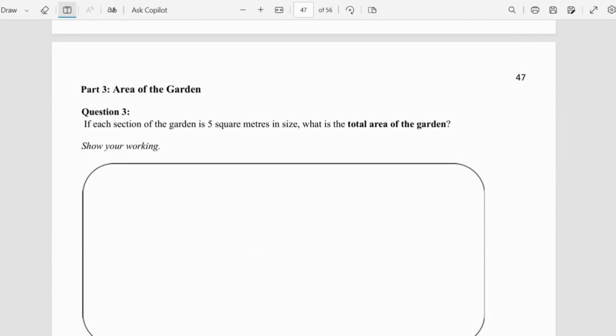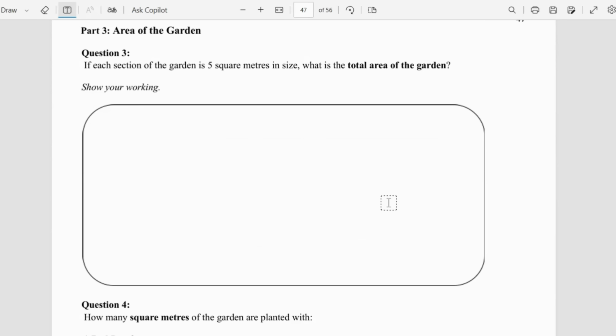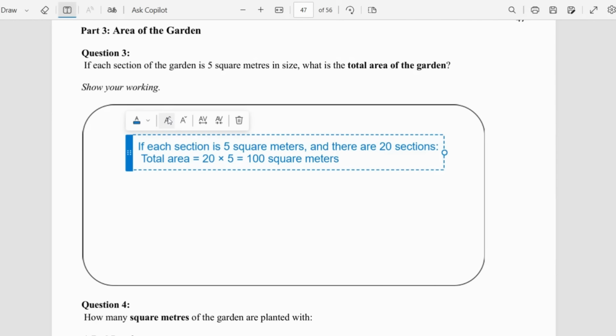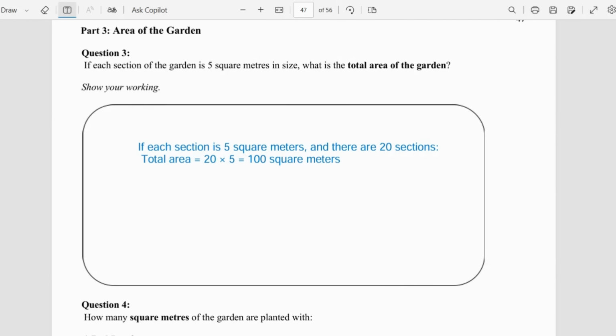Now let's work out the area of the garden. It says if each section of the garden is 5 square meters in size, what is the total area of the garden? The total area of the garden would be, if each section is 5 square meters and there are 20 sections, what I would need to do is multiply 20 times 5, and that would be 100 square meters. Either way, it's correct. We'll just put some size upgrade on that.